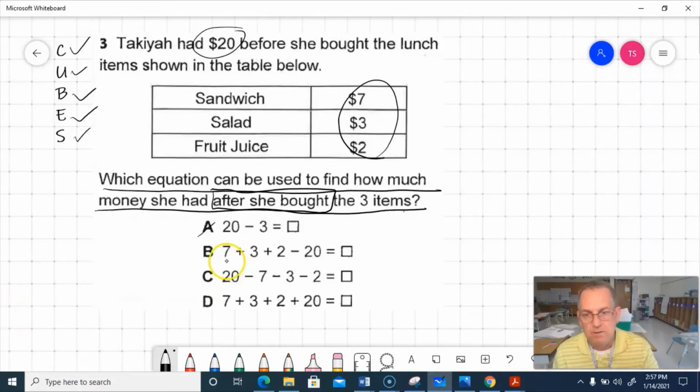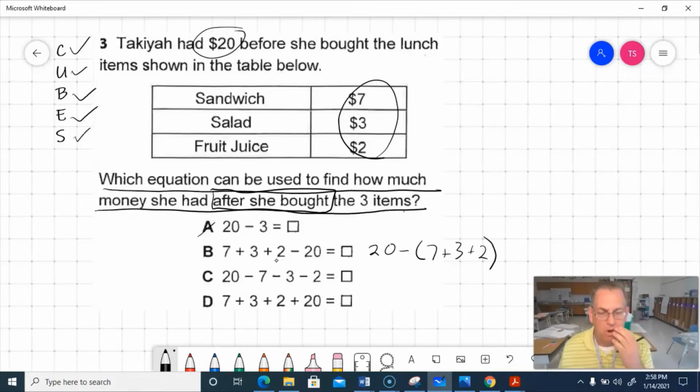So answer choice B says 7 plus 3 plus 2 minus 20. And we might actually do something really similar to that to answer the problem, but that wouldn't work because 7 plus 3 plus 2 is 12. If you take 20 from 12, you end up with negative 8. And that doesn't work. But I probably would use something similar to that. My equation should always start with a 20. I can subtract the sum of 7, 3, and 2. And that's the way I would really solve the problem.